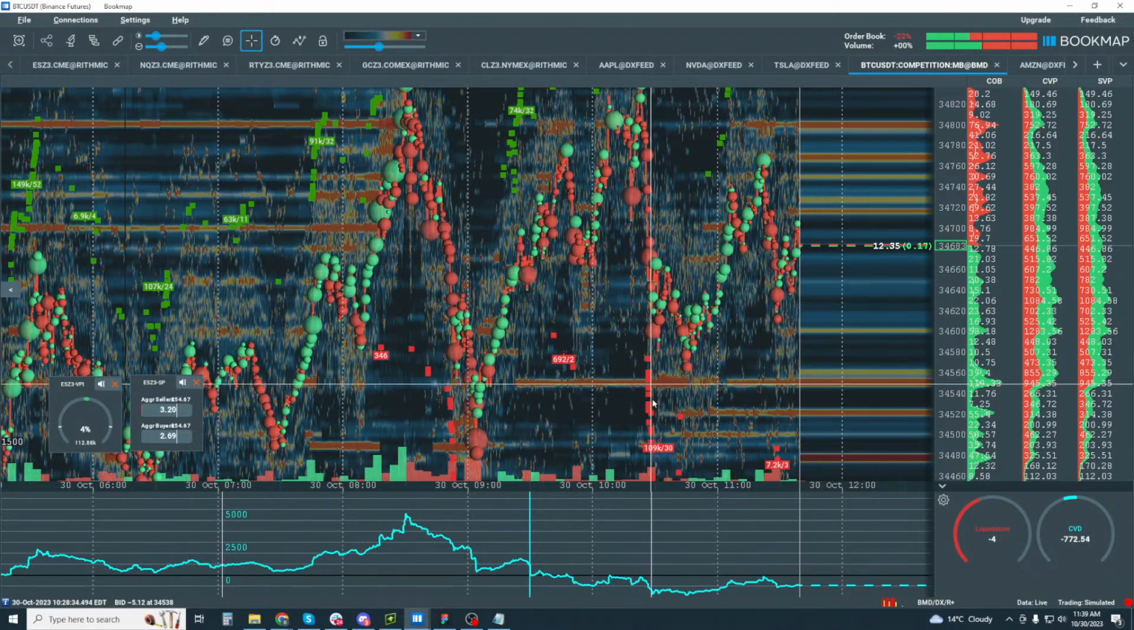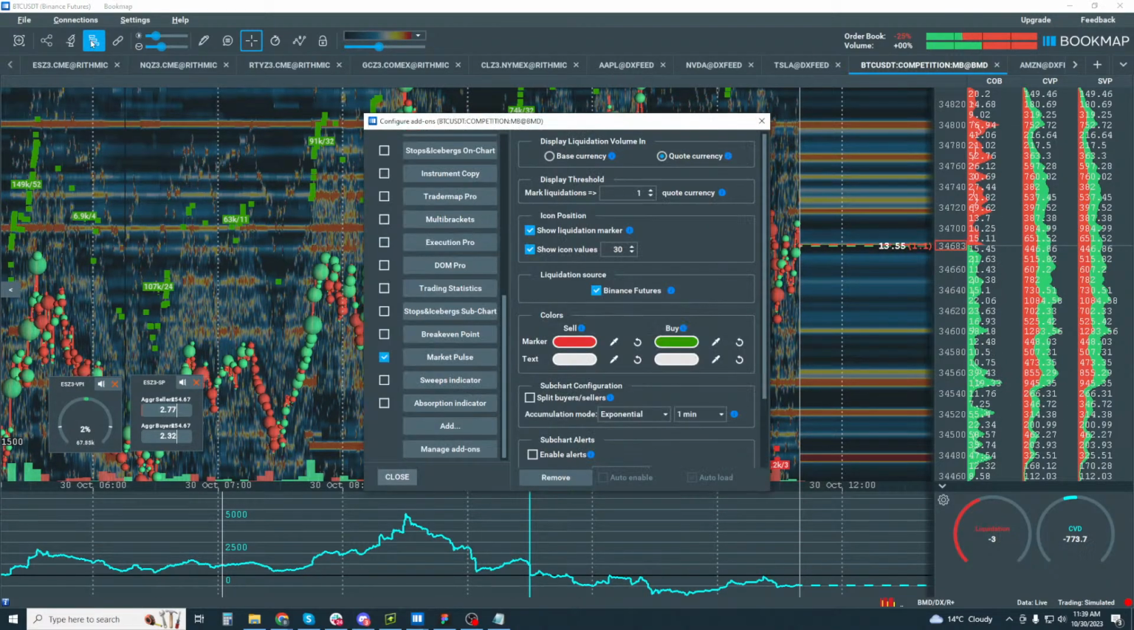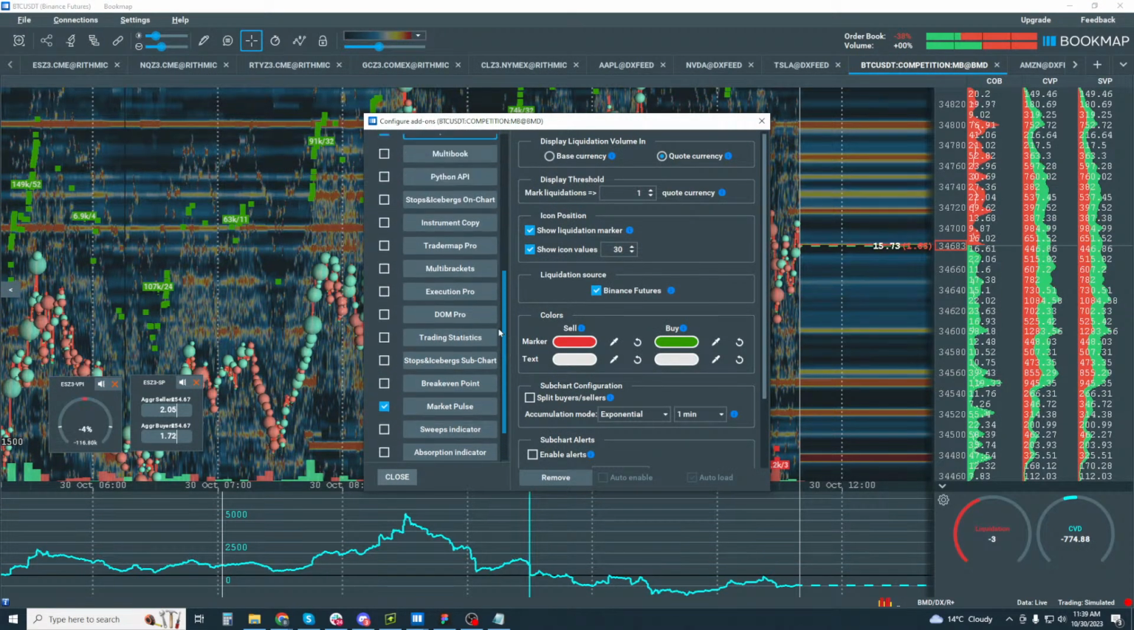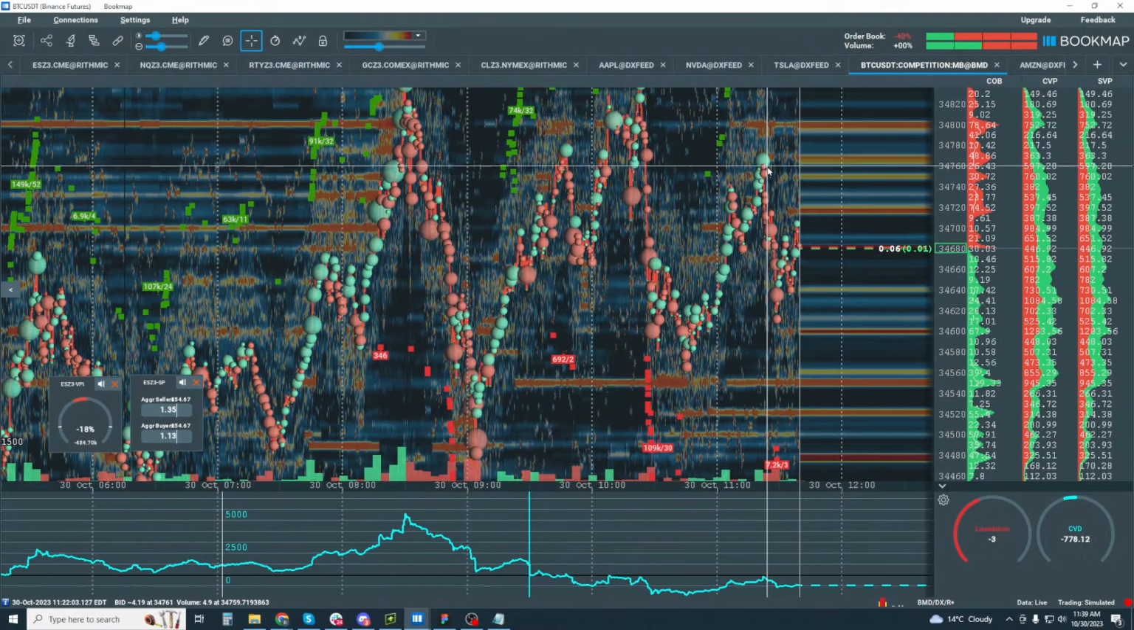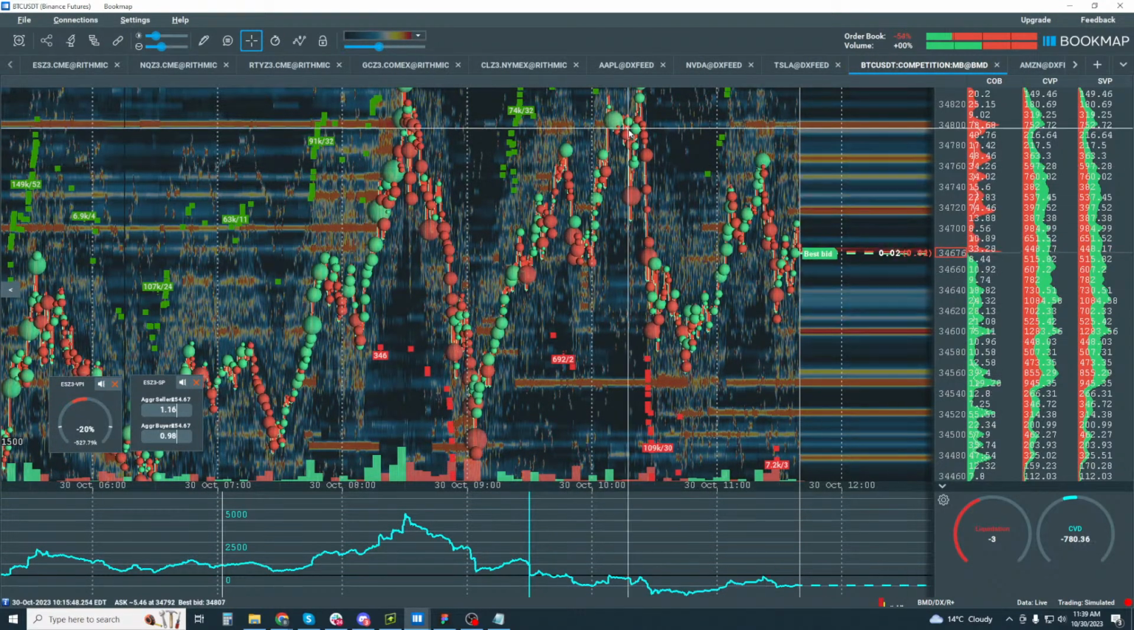Hey, these dots in here, this is our add-on for liquidations. So where you can see where accounts are getting liquidated, or positions. Boy, this is a hard one to read.